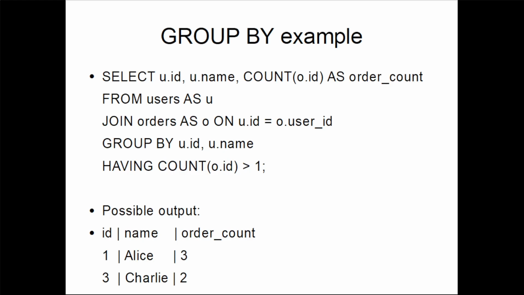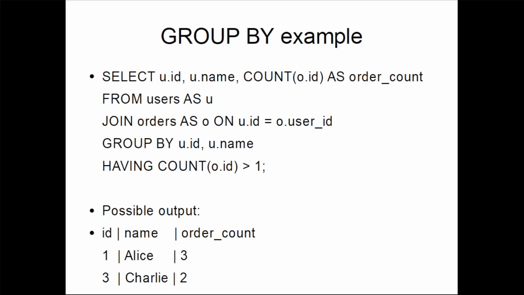Why include u.name in GROUP BY? Because any column in the SELECT clause that is not aggregated, like COUNT, must appear in GROUP BY to tell the database how to group the data. This ensures each group is uniquely defined. Some databases are more lenient, but it is best practice to list all non-aggregated columns for clarity and compatibility. The HAVING clause filters the grouped results, so only groups, users, with order_count greater than 1 are included.